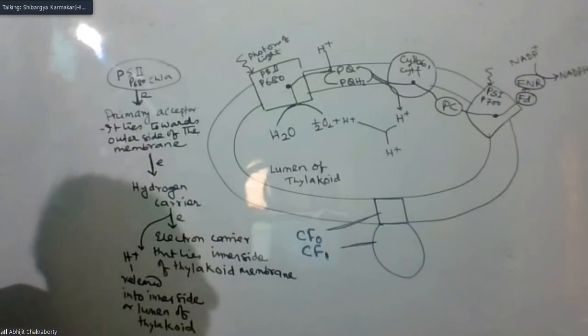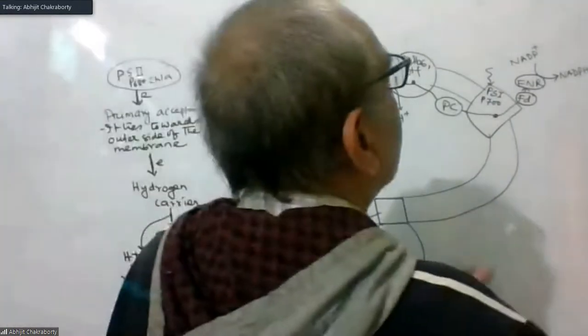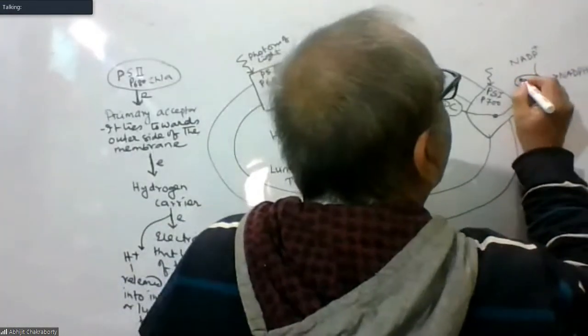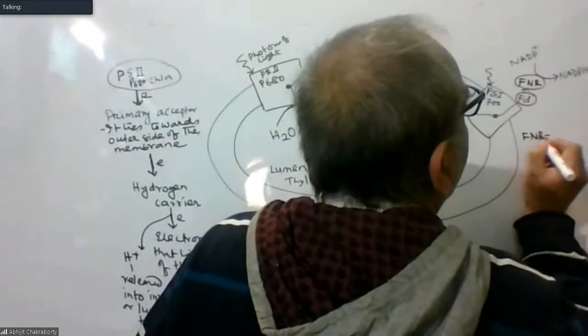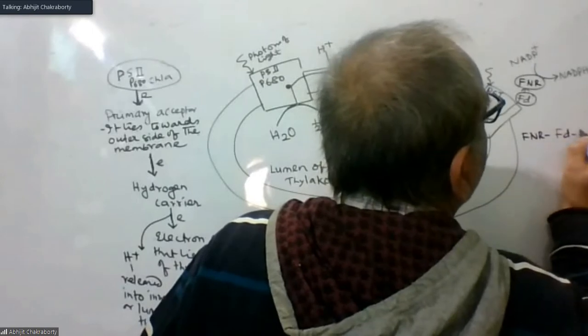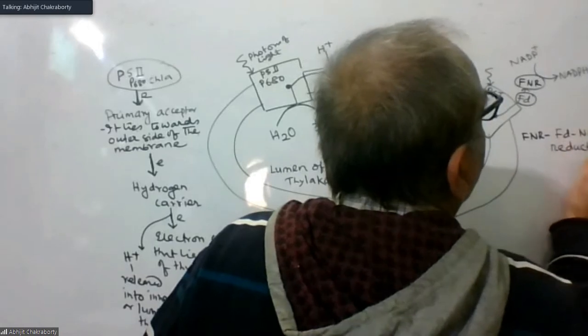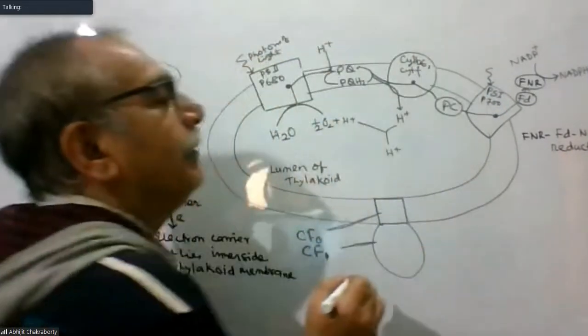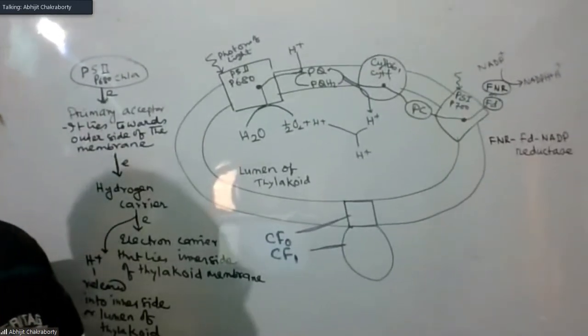And below the NADP plus, what is written? FNR. FNR means Fd NADP reductase enzyme. Clear?